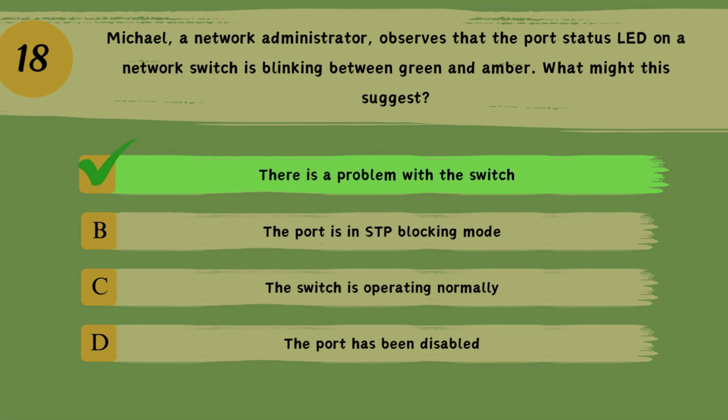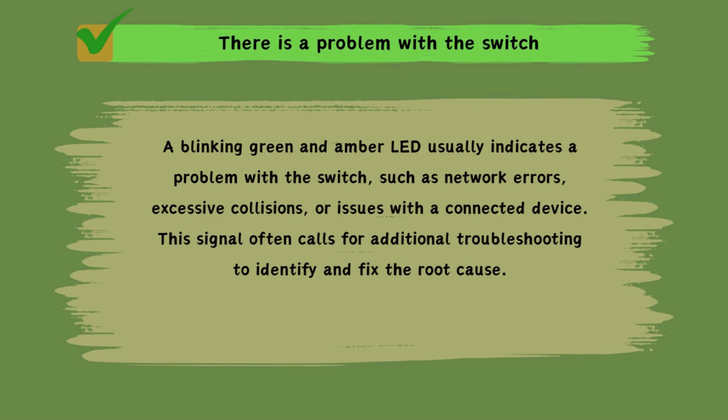Correct answer, A. There is a problem with the switch. A blinking green and amber LED usually indicates a problem with the switch, such as network errors, excessive collisions, or issues with a connected device. This signal often calls for additional troubleshooting to identify and fix the root cause.